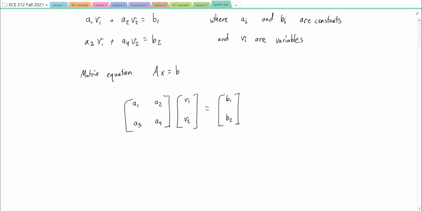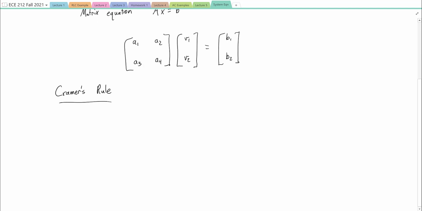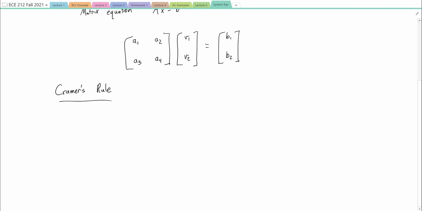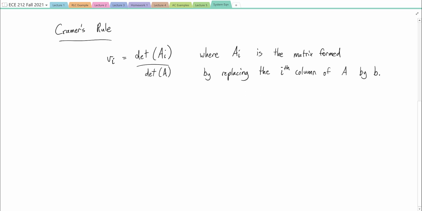Okay, so if I want to solve for these variables V1 and V2, one way to do that is with Cramer's rule. So Cramer's rule goes like this. The values of those variables V1 and V2 are just given by the ratio of the determinants. So if I need V sub i, I'm going to take the determinant of the matrix A sub i divided by the determinant of just the matrix A, where this A sub i is the matrix formed by replacing the ith column of A by that vector B.